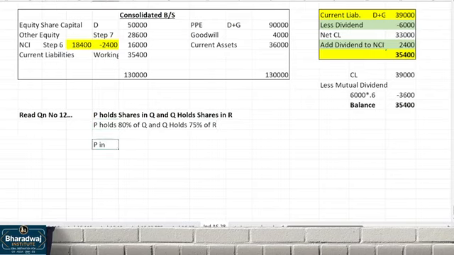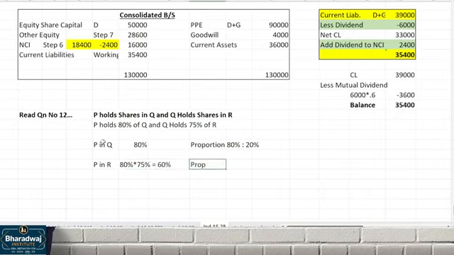Now P in Q is 80%. So the proportion will be 80%, 20%. Wait. P in R: 80% into 75%. What will come? 60%. So the proportion is 60% indirect control, 40% NCA control. Clear? We have to look at P in R, not Q in R.